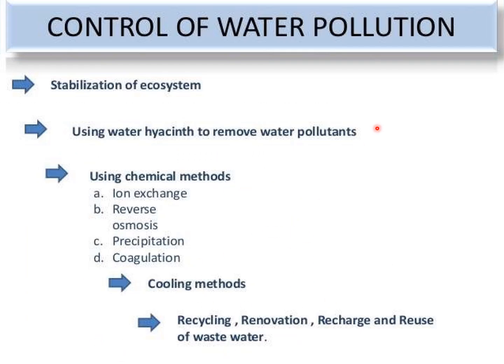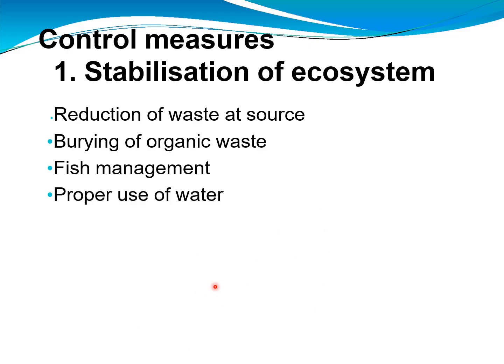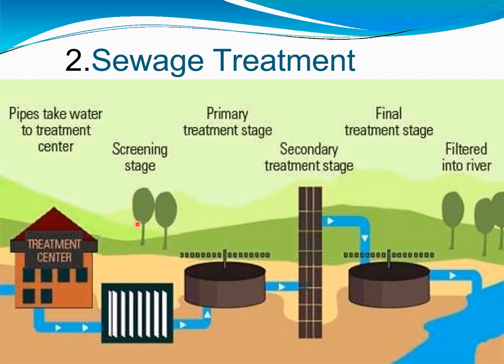In order to control, we need to stabilize the ecosystem using water hyacinth to remove water pollutants, and using chemical methods. Various methods are available: ion exchange, reverse osmosis, precipitation, coagulation, cooling methods, recycling, renovation, recharge, and reuse of wastewater. In terms of stabilization of the ecosystem: reduction of waste at the source itself, burying of organic waste, fish management, proper use of water. The second one is sewage treatment, how the wastewater can be converted for usage.